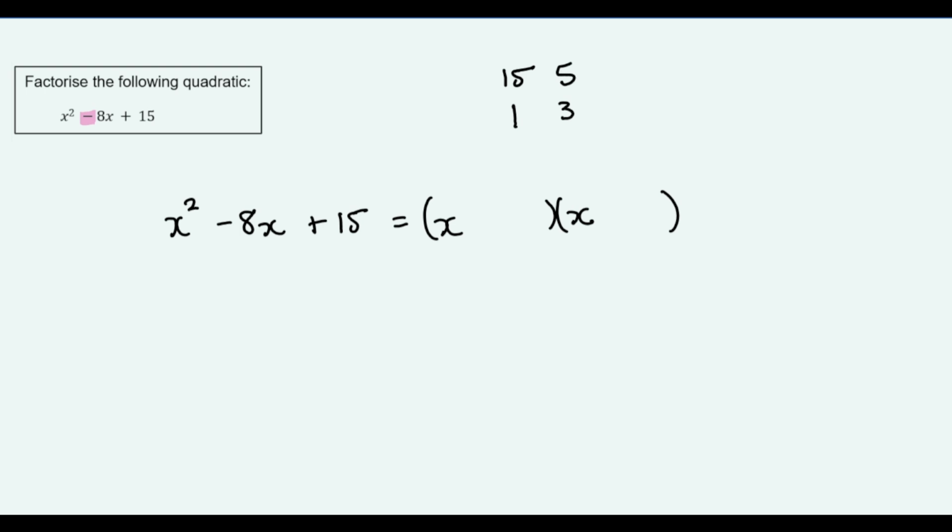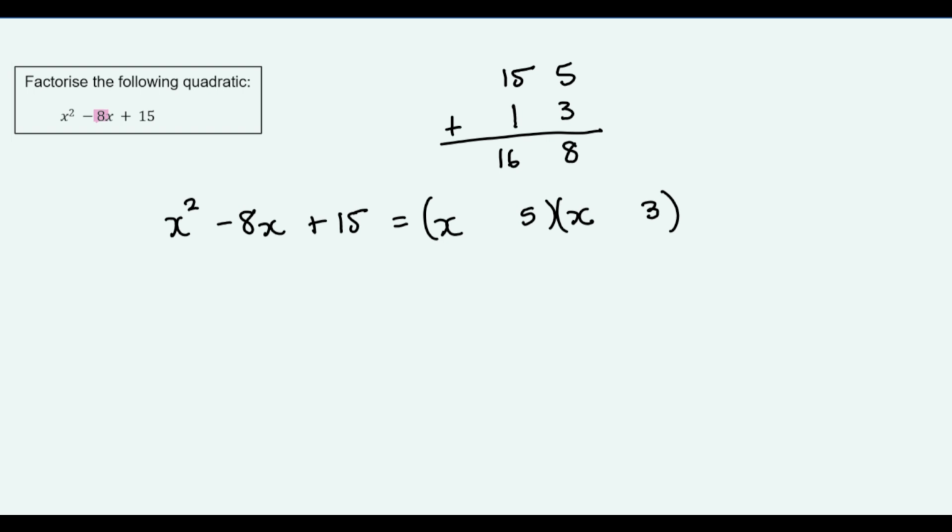We still need to add them. 15 plus 1 is 16. 5 plus 3 is 8. Now, we want that 8, the digit 8, to be the same as that digit over here. So 5 and 3 are the ones that we want.